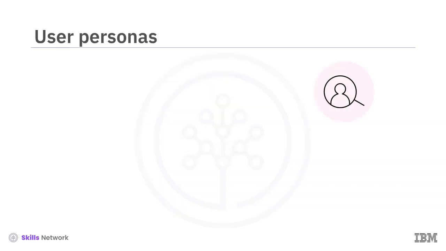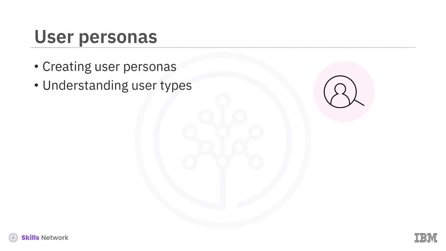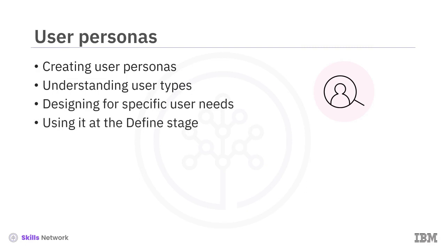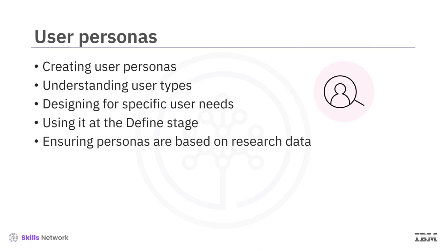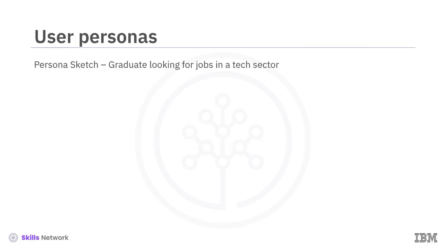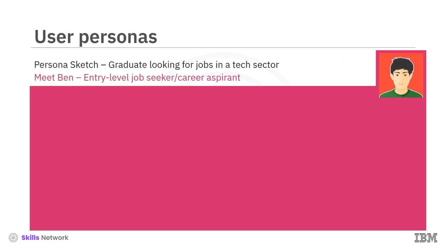Designers conduct user research to create user personas, which are fictional representations of the target user. Personas help designers understand different types of users and their characteristics, allowing them to design for specific user needs and scenarios. Personas are created during the define stage of the design thinking process. When creating user personas, it's important to base them on real data and insights obtained from user research. Here is an example of a user persona for an entry-level job seeker and career aspirant.